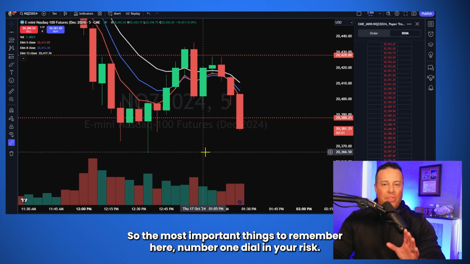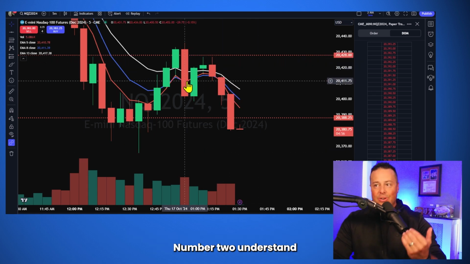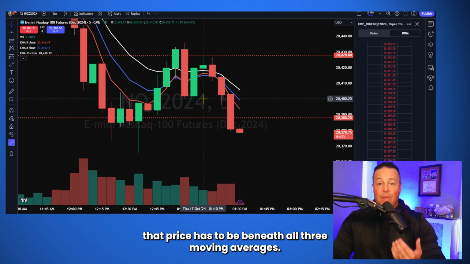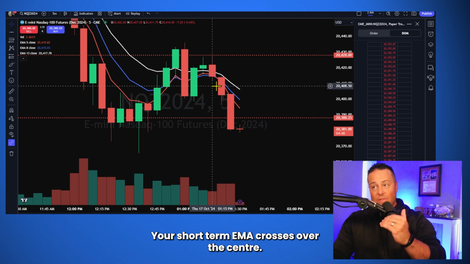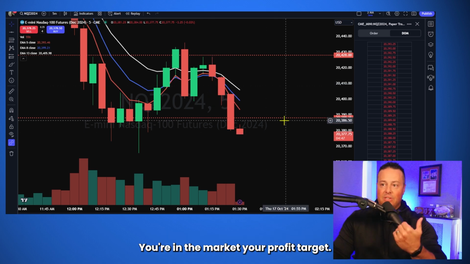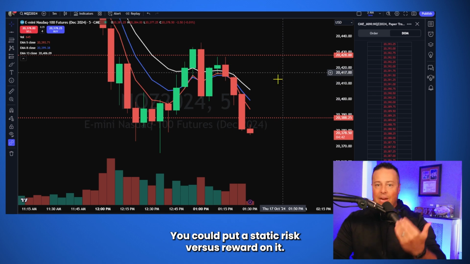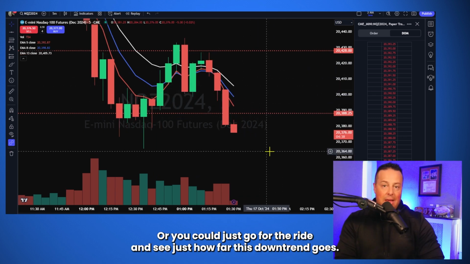So the most important things to remember here: number one, dial in your risk. Number two, understand that price has to be beneath all three moving averages. And then you're waiting for your trigger. Your short-term EMA crosses over the center. You're in the market. Your profit target, you can either do it like we did based on market structure, you could put a static risk versus reward on it, or you could just go for the ride and see just how far this downtrend goes.